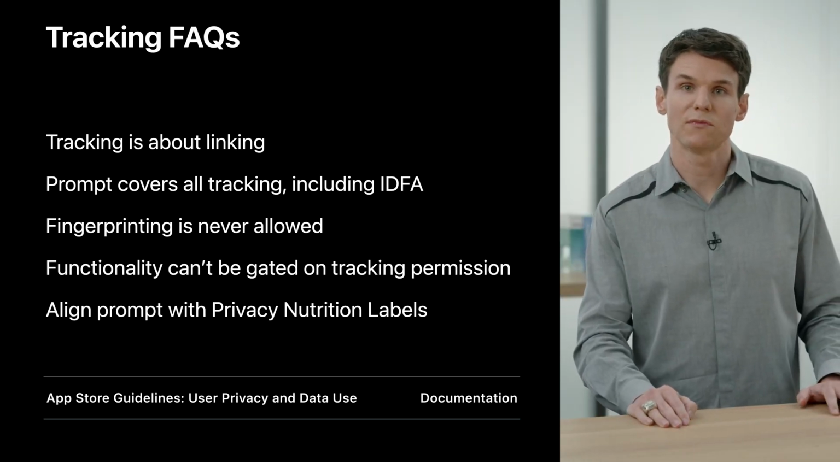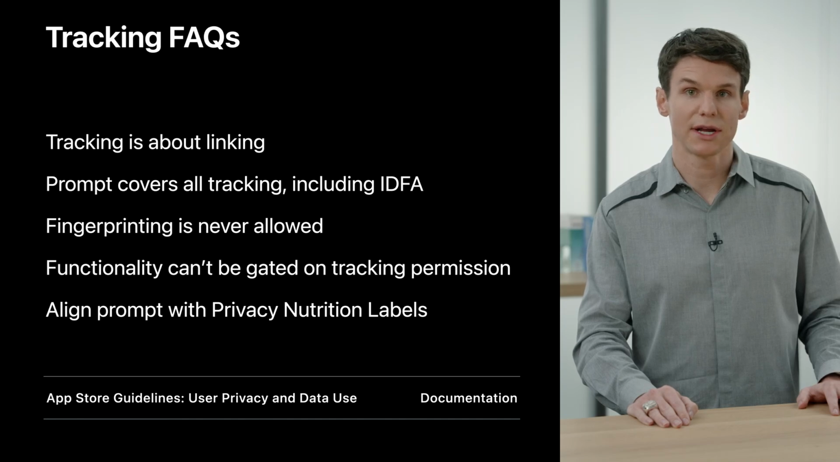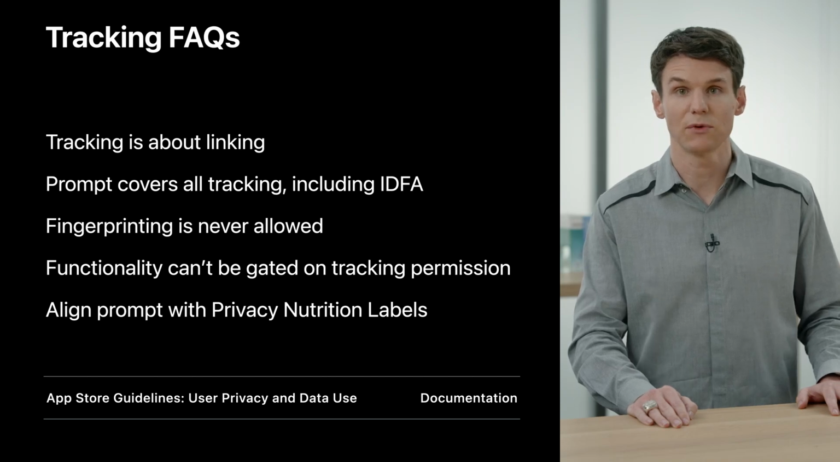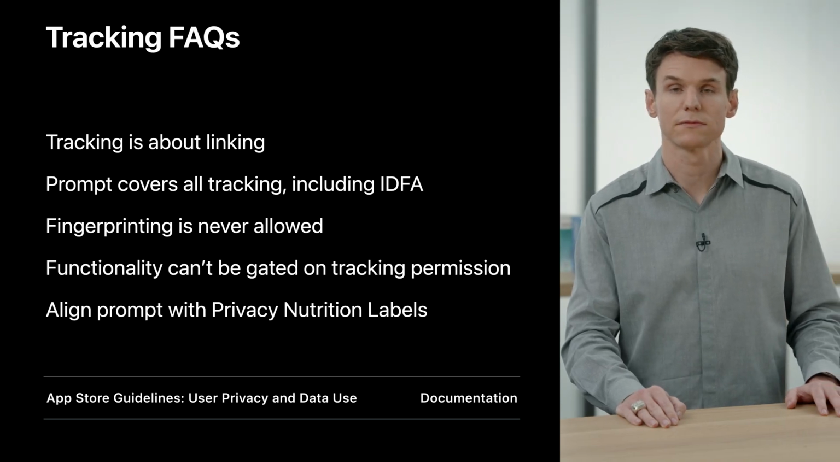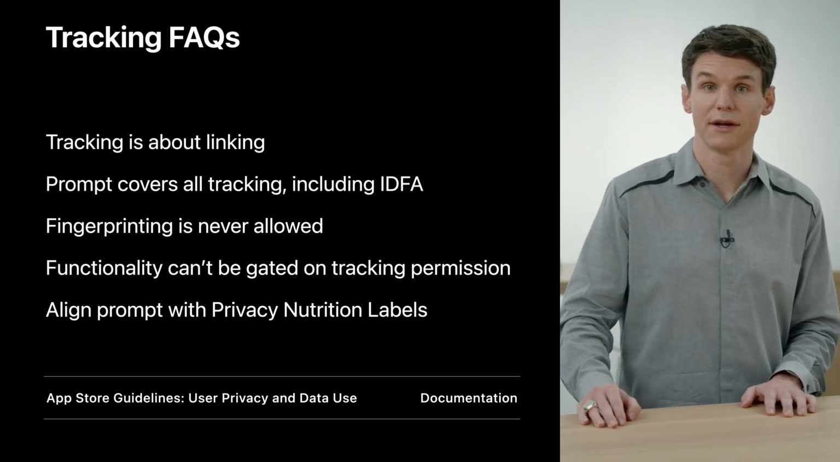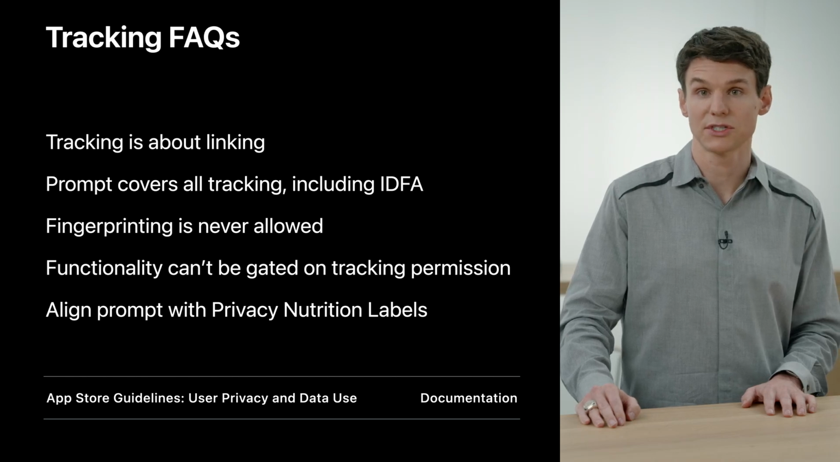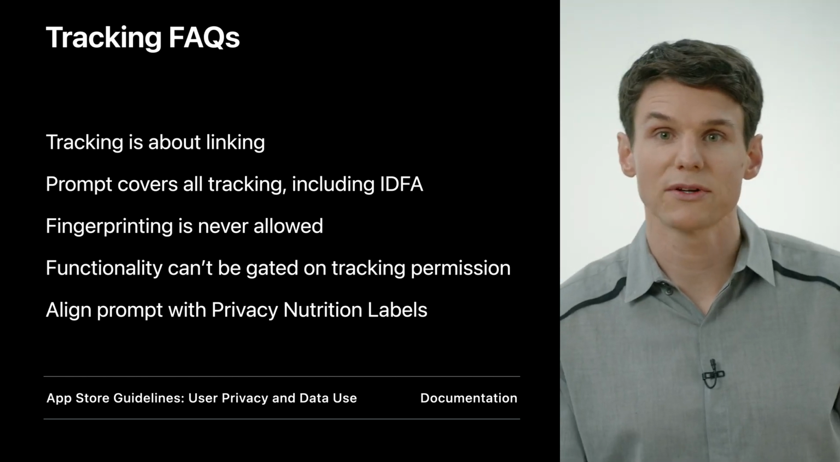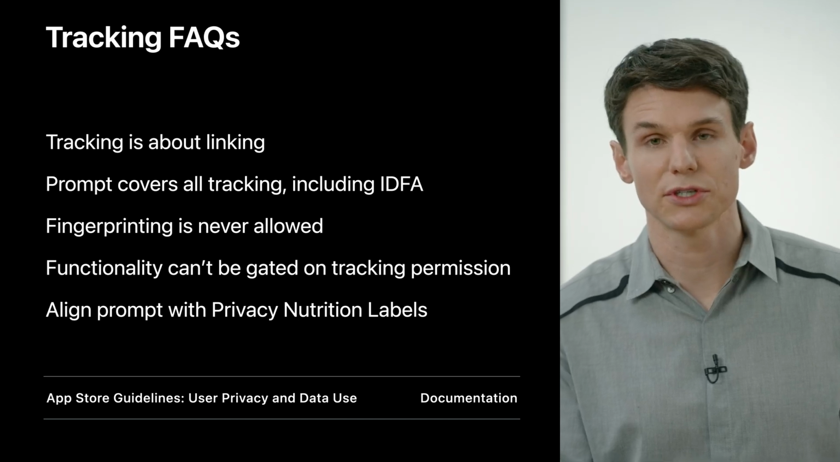Fingerprinting, or the collection of multiple bits of information to generate a stable device identity, is disallowed by the Developer Program License Agreement, even if people give you permission to track. If tracking is denied, all app functionality must still be available. Make sure that your app tracking transparency usage is reflected in your nutrition label.